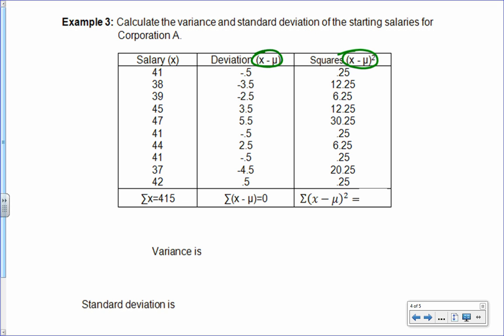So we notice for a salary of 38, the squared deviation is 12.25. For a salary of 44, the squared deviation is 6.25. For 42, it's 0.25. This time, though, when I add them up, I'm not going to get 0. So I'm actually going to have something I can calculate. And yes, if I did the absolute difference, or the absolute value, that would also give me a value. But unfortunately, sometimes it could give me more than one answer.